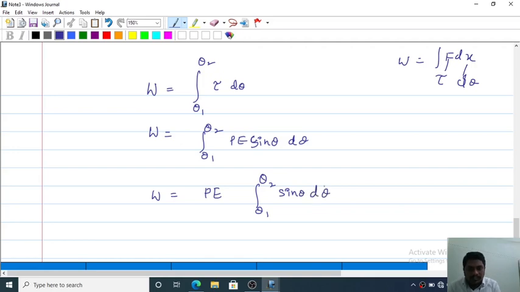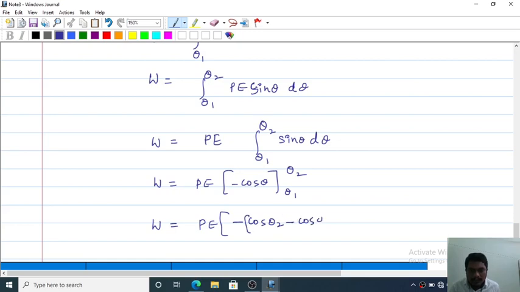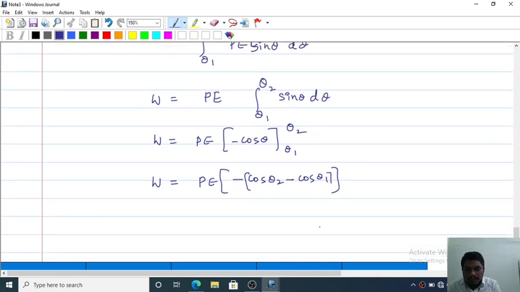The integration of sin theta is minus cos theta. The next step: W is equal to P E into the integration of sin theta, which is minus cos theta, with limits theta 1 to theta 2. We can write it as P E into minus of cos theta 2 minus cos theta 1. So we can write W is equal to P E into cos theta 1 minus cos theta 2.